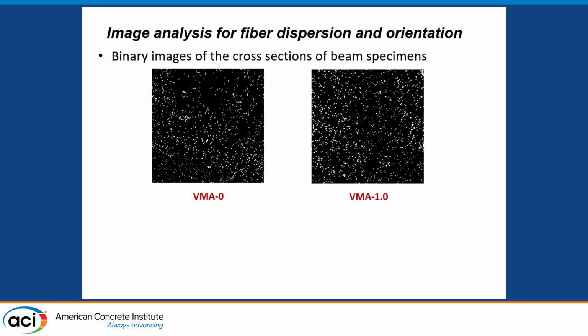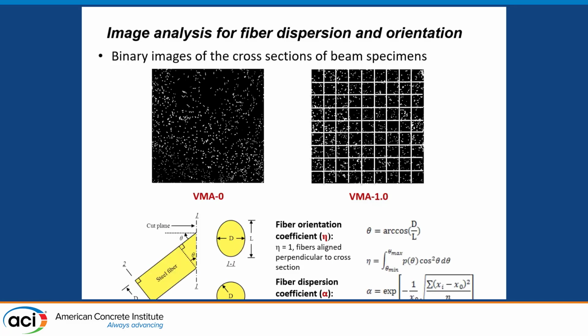So here are the binary images of two cross-sectional areas for the control mixtures and the mixtures with 1% of VMA, and we can see that using the VMA to increase the viscosity improves the dispersion of the fibers. We also use this image to quantify the fiber orientation coefficient, eta, and the fiber dispersion coefficient, alpha. For eta and alpha, higher values represent better fiber orientation and dispersion, respectively.